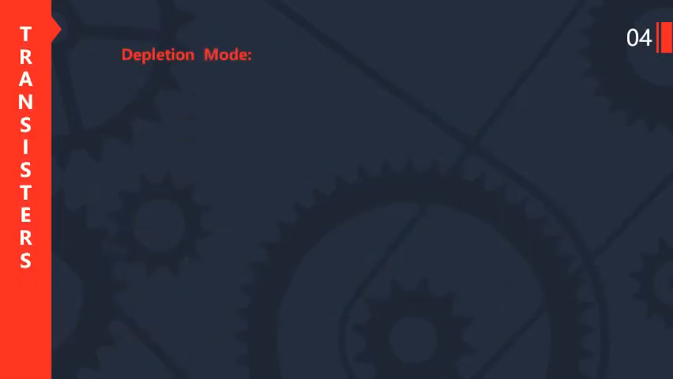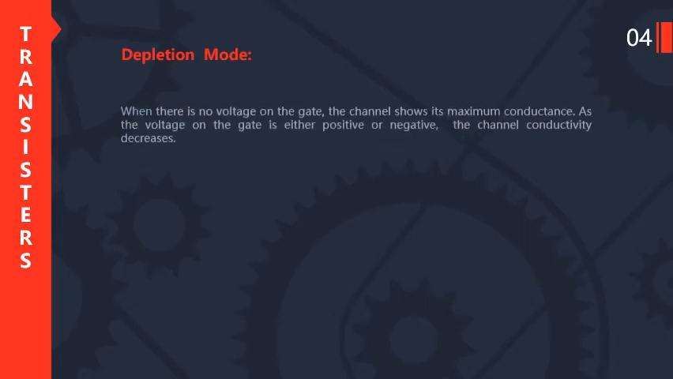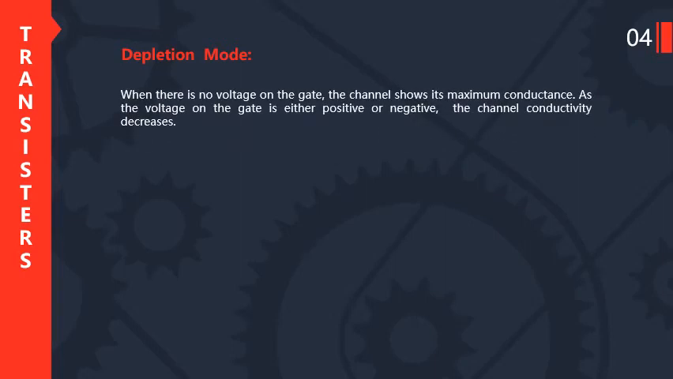So first one is a depletion mode. When there is no voltage on the gate, the channel shows its maximum conductance. As the voltage on the gate is either positive or negative, the channel conductivity decreases. So this is called the depletion mode.